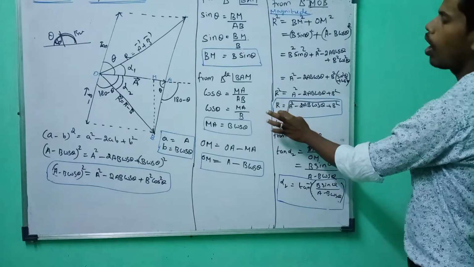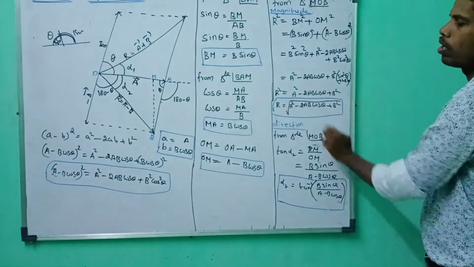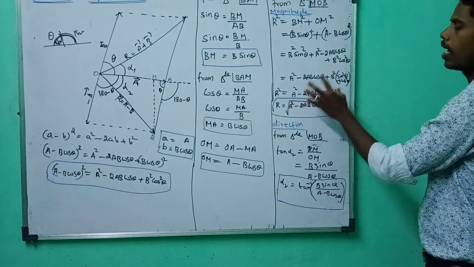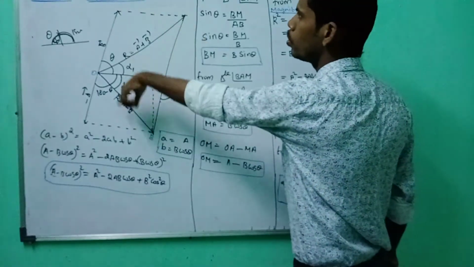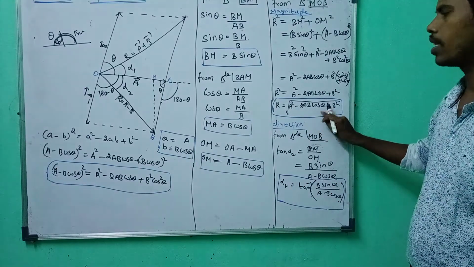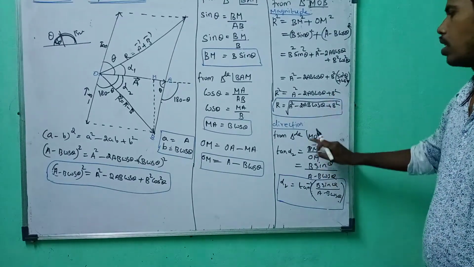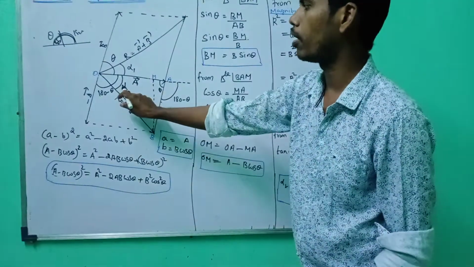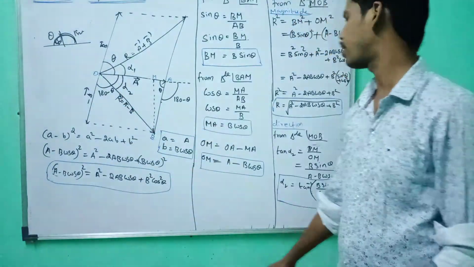I want only r, so we have to take the square root. Square root of a square minus 2ab cos theta plus b square. This is the magnitude of the subtraction of the two vectors. Okay, nice. This is the magnitude of the vector. Then we will find out the direction, which is nothing but alpha 2.